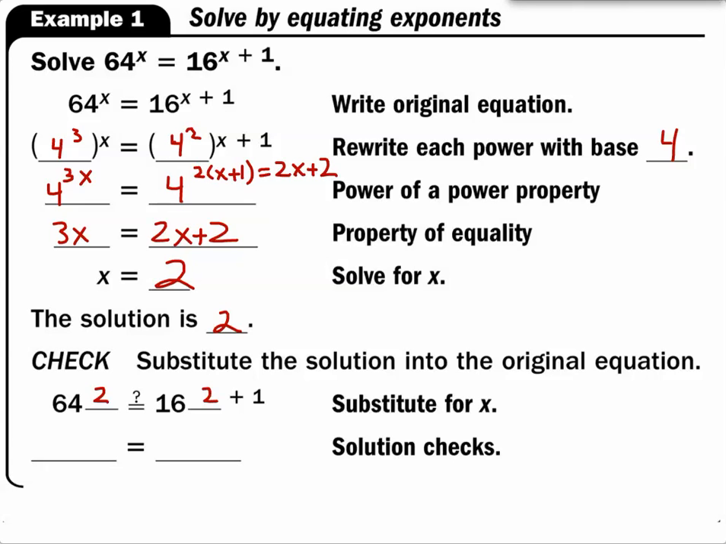And in fact, 64 to the 2 is 4096. And 16 to the 2 plus 1, 16 to the third, is also 4096. They do actually work. You have a winner, and perhaps some sort of overwhelming feeling of happiness that flows over you.